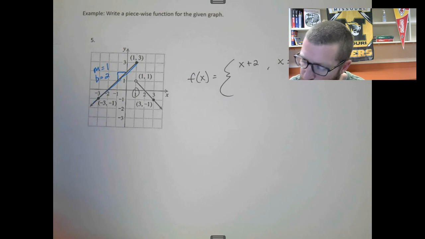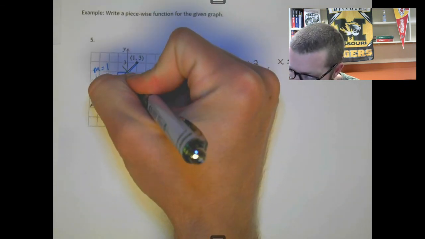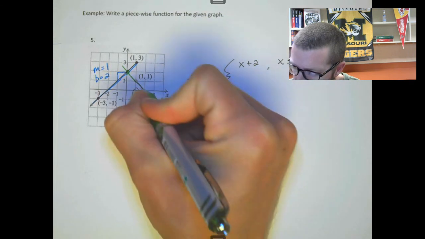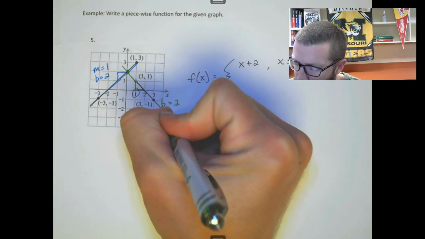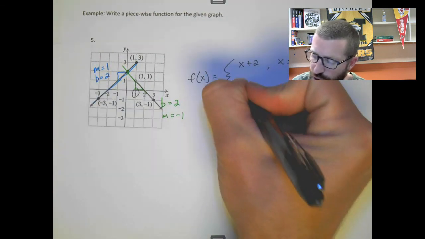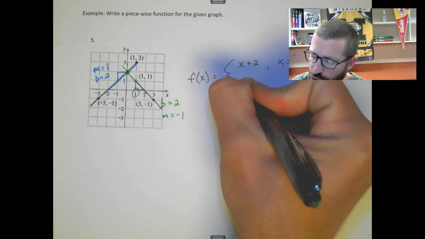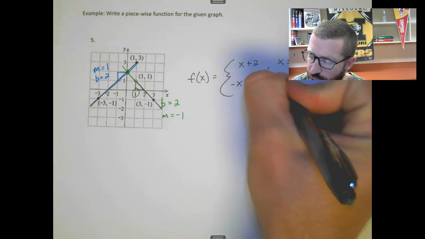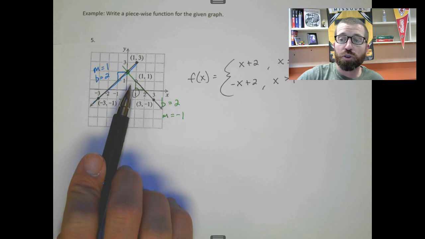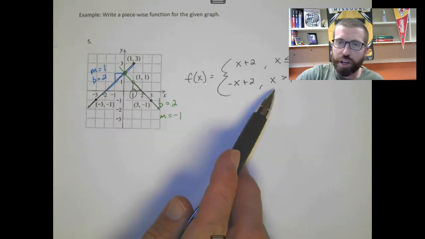Looking at this other line, if we can continue it, we could see that b is also 2. And now we're going down 1 over 1, so slope is negative 1. So that gives us negative x plus 2 when x is greater than 1. Notice it's open circle, and so that means it's greater than and not equal to.